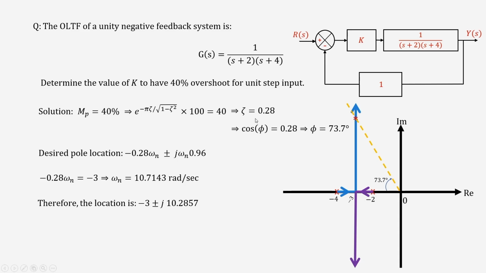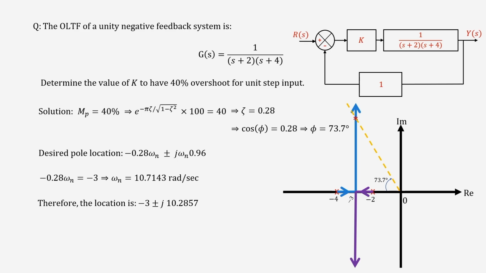Once you know omega n, you can find the exact desired pole location. The exact desired pole location will come out to be minus 3 plus minus j 10.2857. Remember, this will have the complex conjugate also. If this is a desired pole location, the complex conjugate also will be a desired pole location, because the root locus is symmetric. If this is a point, then this will also be a closed loop pole location. Fine, great. So, we have the desired pole location now.